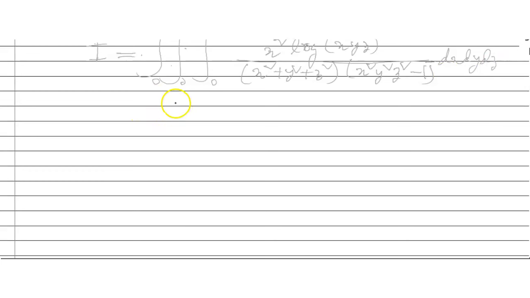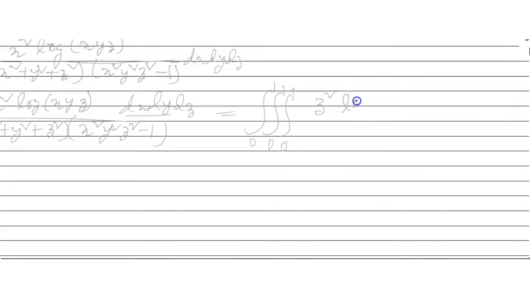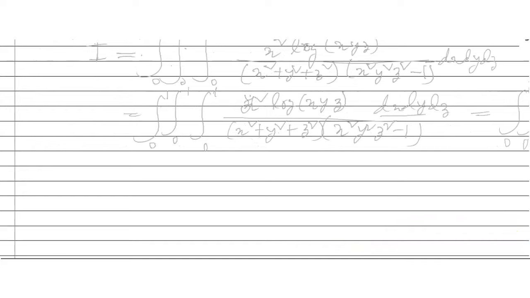And again, if I use the symmetric property, then 0 to 1, 0 to 1, x square log xyz can be written as y square log xyz, x square plus y square plus z square, dx dy dz, z square log xyz, y square plus z square, dx dy dz. So friends, this is my total answer.